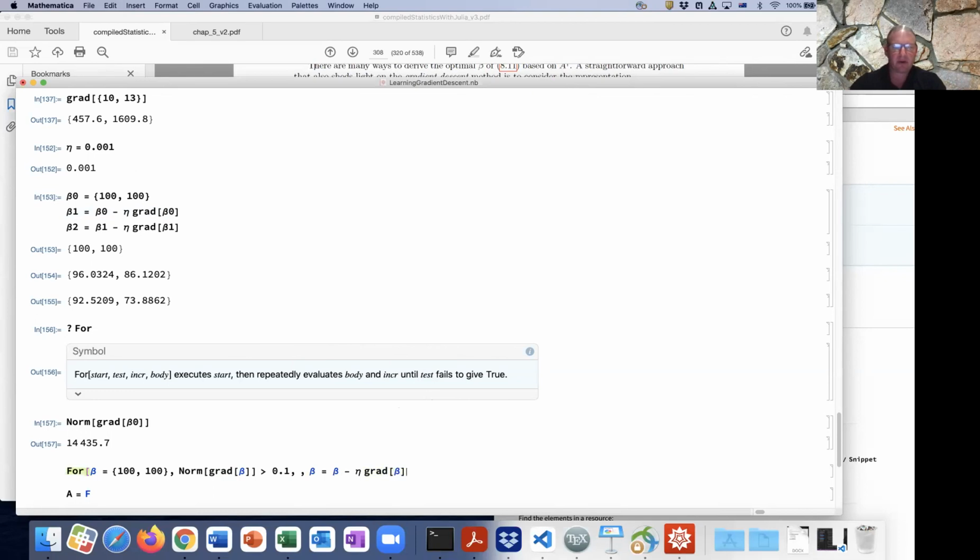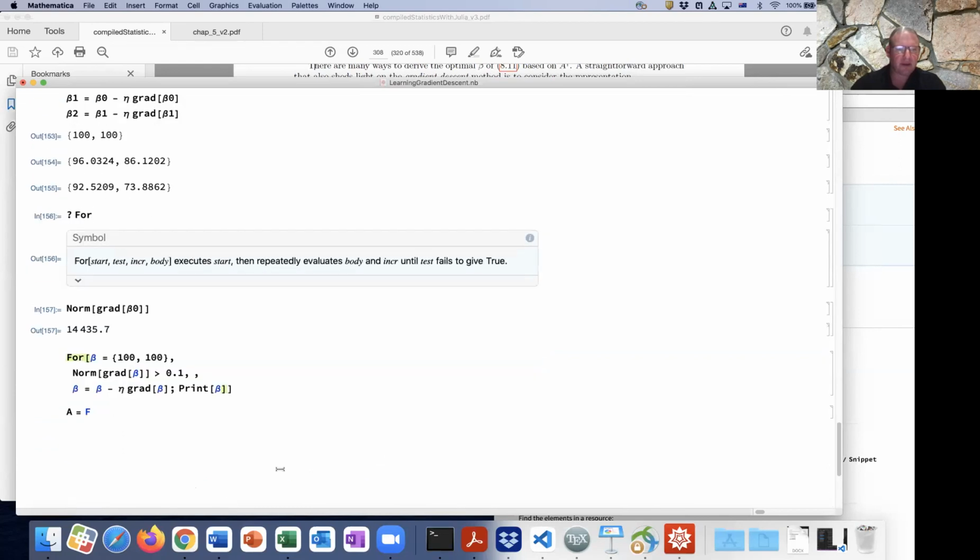Who knows if this will work? And let's do two things in the body. Let's do this, and let's print beta. So I'm hoping this will work. Let's see. For loops are a bit funny in Mathematica. That's okay. Not funny, haha, just a bit funny. Let's see, for, run this.